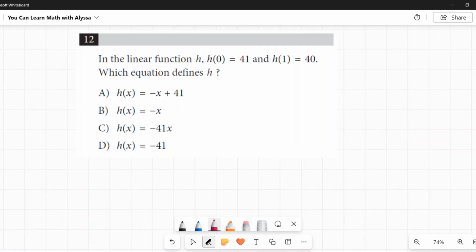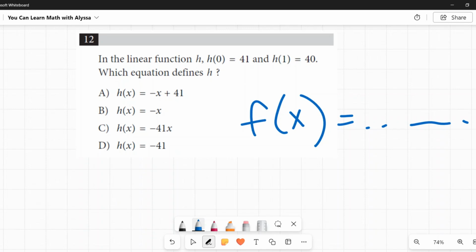Number 12. In the linear function h, h of 0 equals 41 and h of 1 equals 40. Which equation defines h? So these are functions, and when you have a function, most commonly you see f of x equals blah, blah, blah. What it means is there's going to be x's, usually, it doesn't have to be, it could just be a number. There's probably going to be an equation here involving x's, and you're going to be given numbers, saying f of 2, f of 3, f of 4, whatever, f of 5,272,000, who knows.